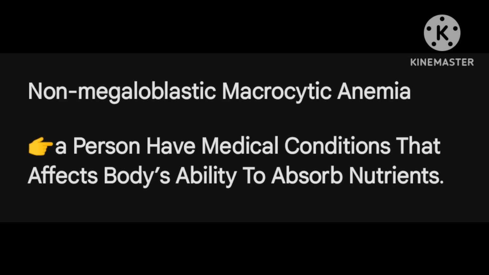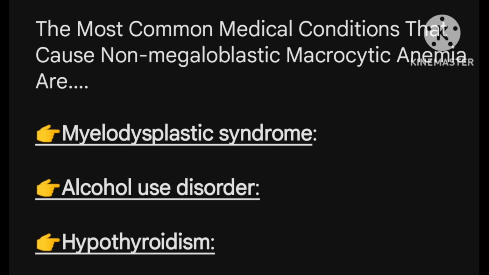Second one is non-megaloblastic macrocytic anemia. This is a form of macrocytic anemia. It may happen if a person has medical conditions that affect the body's ability to absorb nutrients. The most common medical conditions that cause non-megaloblastic macrocytic anemia are myelodysplastic syndrome, alcohol use disorders, and hypothyroidism.